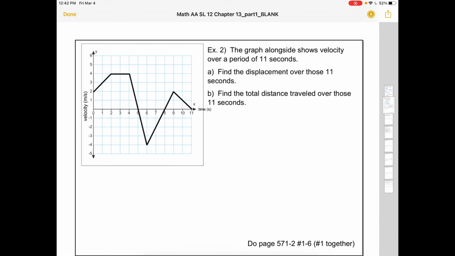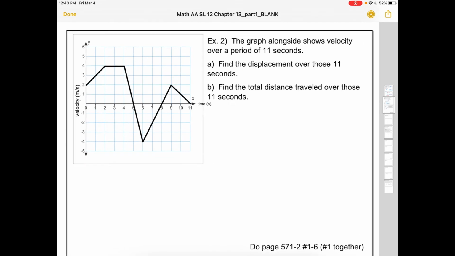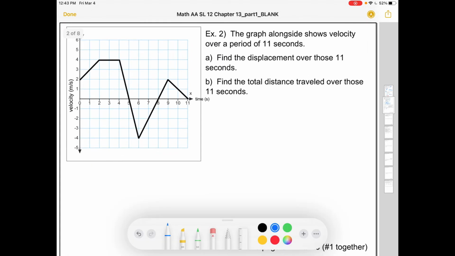So the question we might ask at this point is, okay, how are we going to do this in a question that might not have access to your GDC? And one common way is to present a graph. So if we want the displacement over 11 seconds, where this is the velocity graph that's shown right here, the displacement is going to be the integral of that velocity graph from 0 to 11.